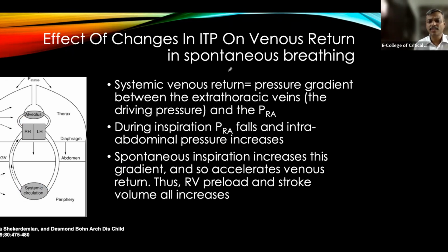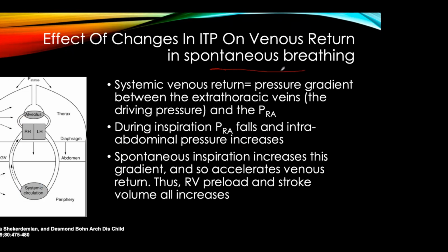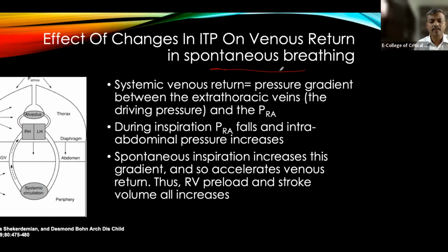This is very easy in spontaneous breathing. Everybody knows that. So, the effect of intrathoracic pressure on venous return in spontaneous breathing: what happens? The moment the patient tries to breathe in, a negative pressure is created in the lungs, in fact in the intrathoracic pressure. A significant negative pressure is created in the intrathoracic pressure. Can you see this?